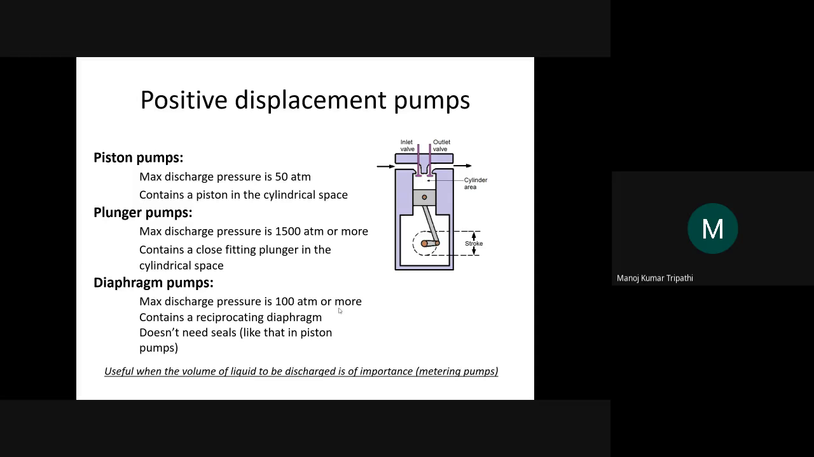Now you can see the differences between these. In a piston pump, there has to be very close tolerance between the piston and the cylinder wall, because otherwise the air or the fluid will leak to the sides of this piston. That's why this maximum discharge pressure is less in this case, 50 atmosphere. But for a diaphragm pump, everything is closed, so there is no possibility of any leakage from the surroundings. Okay. There are no moving parts as such. It is just a diaphragm which is deforming. So you don't need any seals like in the piston pump or plunger pump.